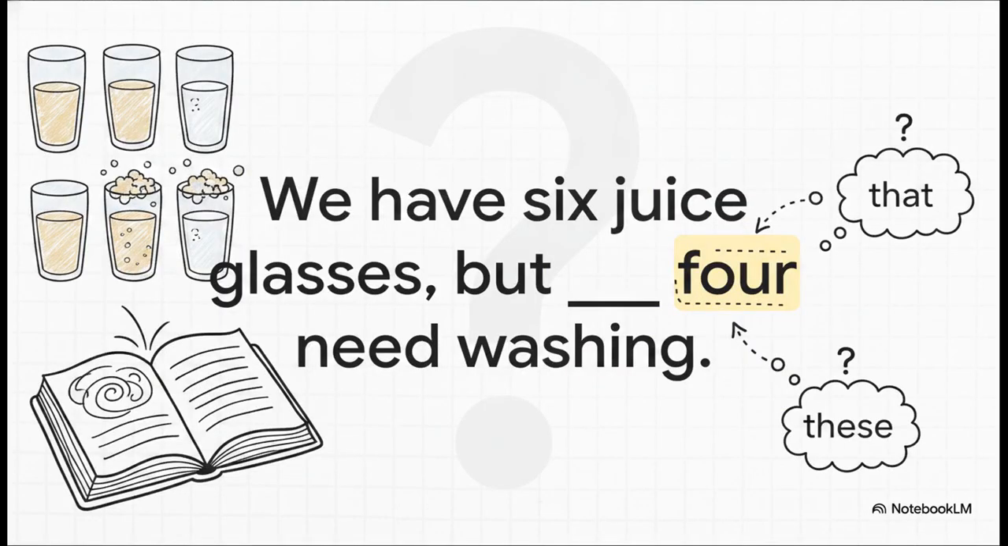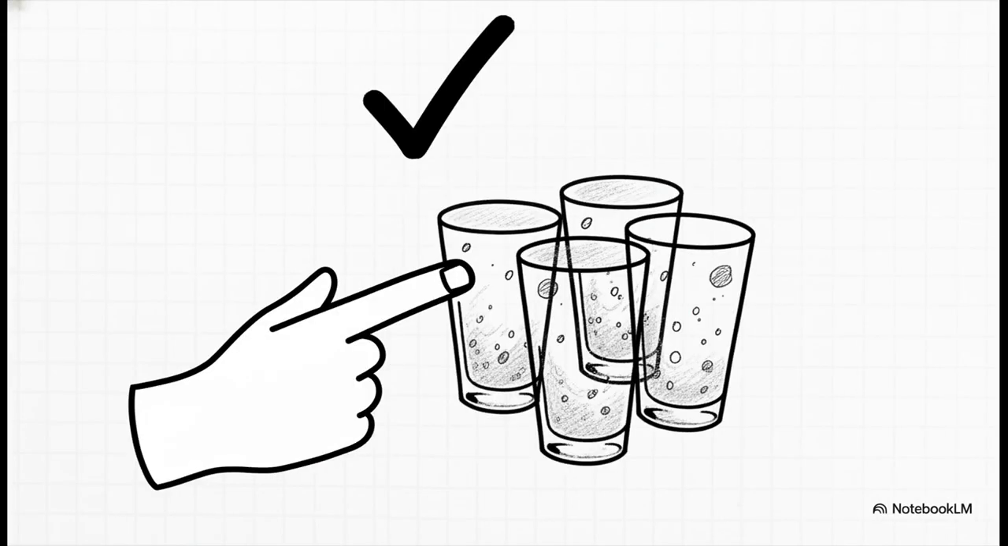Okay, one last quick check. Let's test your ability to use context clues with numbers. We have 6 juice glasses, but blank 4 need washing. Do we use that or these? The answer is these. These 4 need washing.